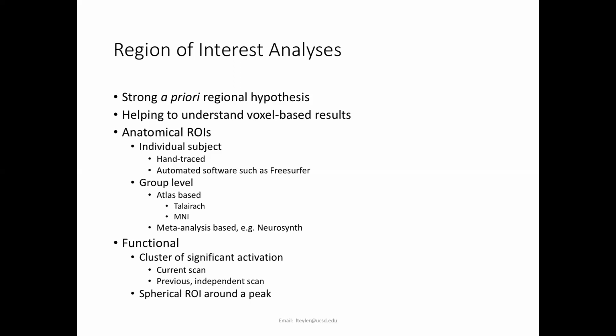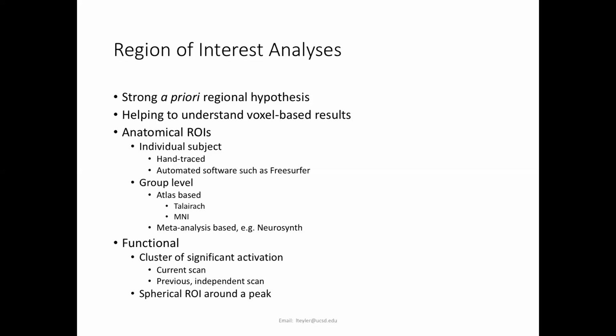And then functional ROIs are where you define your region of interest based on where the peaks of the fMRI signal are. You could take those clusters from your current study, or clusters you found on another person's scan previously, and apply those to see what's going on in the regions that were found to be the most different between groups or the most related to age or something like that. We're going to talk about some caveats to that.